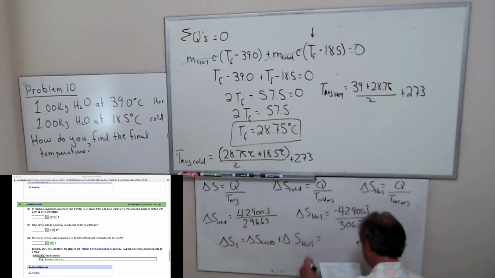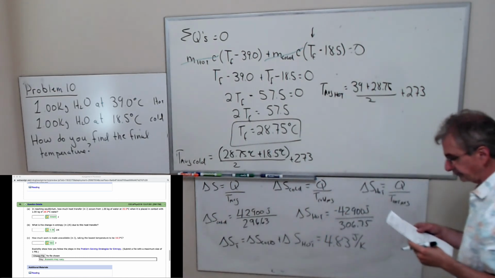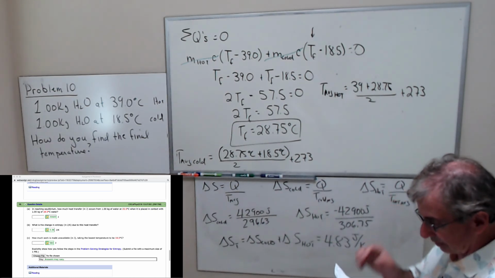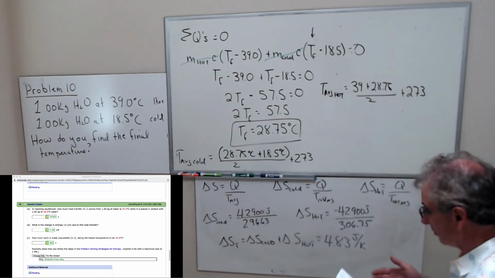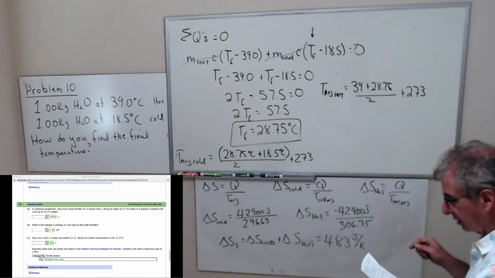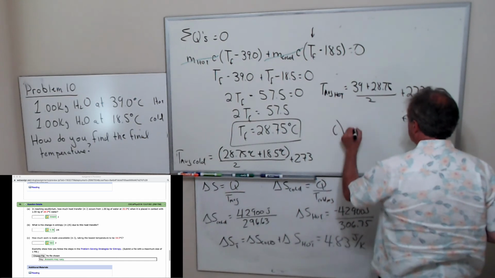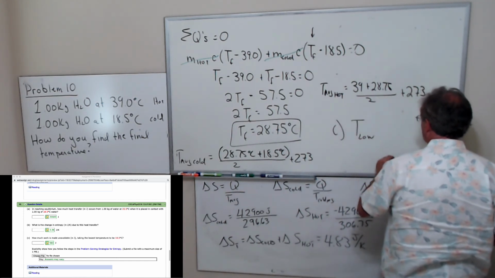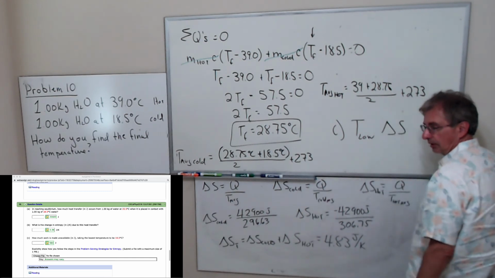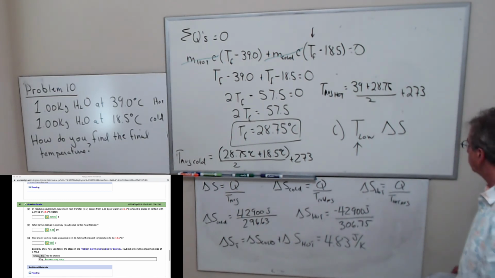So the total change in entropy, let me know if you can't see down there, okay? So you take this positive number and add it to this negative number, and you get 4.83 joules per Kelvin. And then the last part, all you do is you take how much work is made unavailable. You take the low temperature and multiply by delta S. So for part C, you just take T low times delta S. And T low in my case is the 18.5 degrees. Okay?